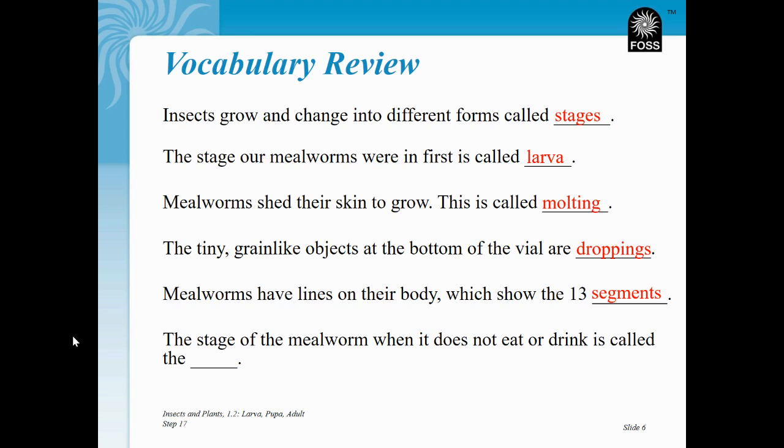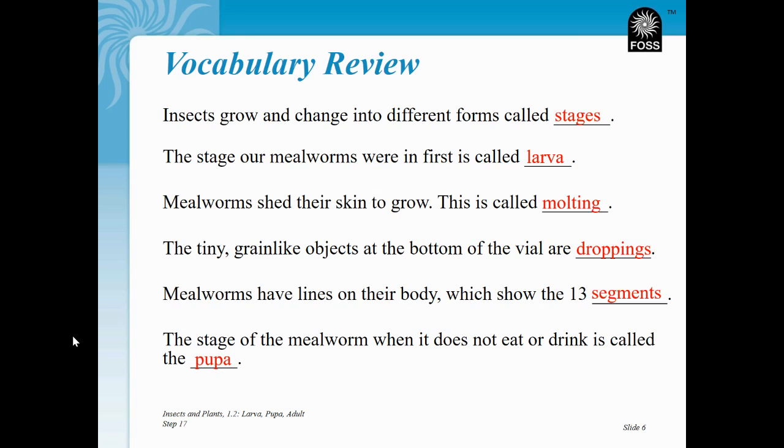The stage of the mealworm when it does not eat or drink is called the, remember what happens? What is the mealworm called when it does not eat or drink for 2 to 3 weeks? It is going through a metamorphosis. It is a pupa.